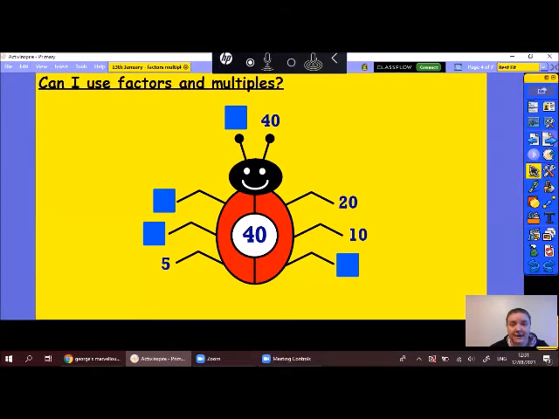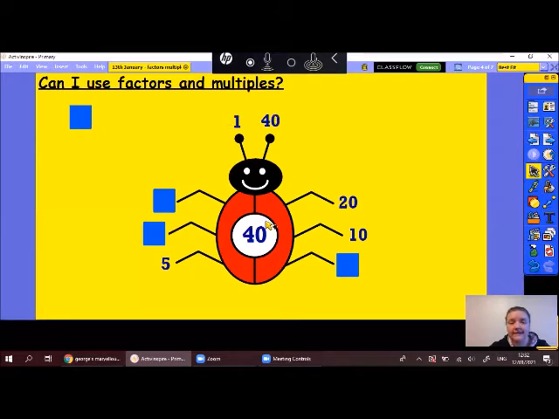Have a look at this factor bug. I've covered up some of the numbers, and I wonder if you can work out what they are. Pause the video now to have a go. Did you work it out? Let's start with the easy one at the top here. This hides the number that is a factor of everything. Let's have a look. 1.